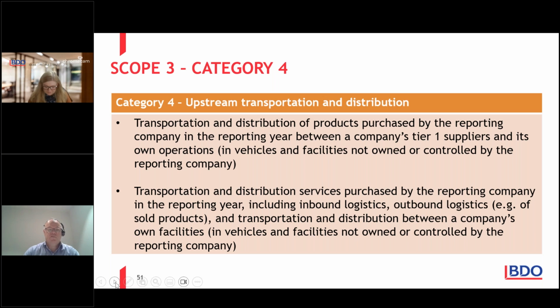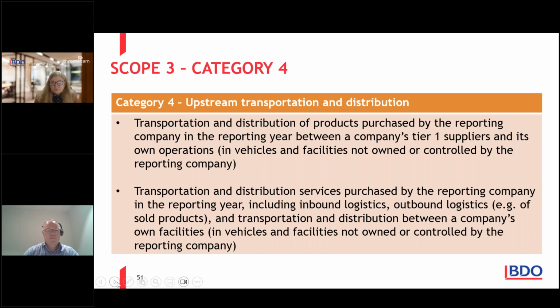Category 4 is upstream transportation and distribution. This is another one where we're differentiating between scope 1, which would be where we've got vehicles of our own that are used for transportation and distribution. So if you've got a fleet of vehicles that are not electric powered, they're diesel powered or fuel powered, then you're going to have some scope 1 for those.